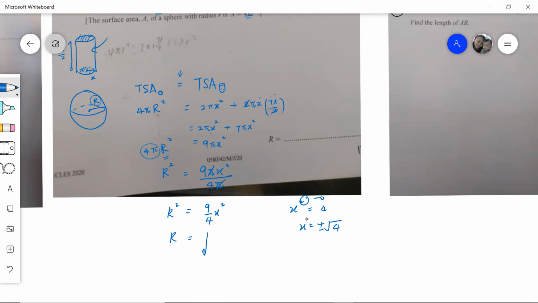So straight away, we square root 9 over 4 x squared, which gives us 3 over 2x. So we already found r in terms of x. Okay?